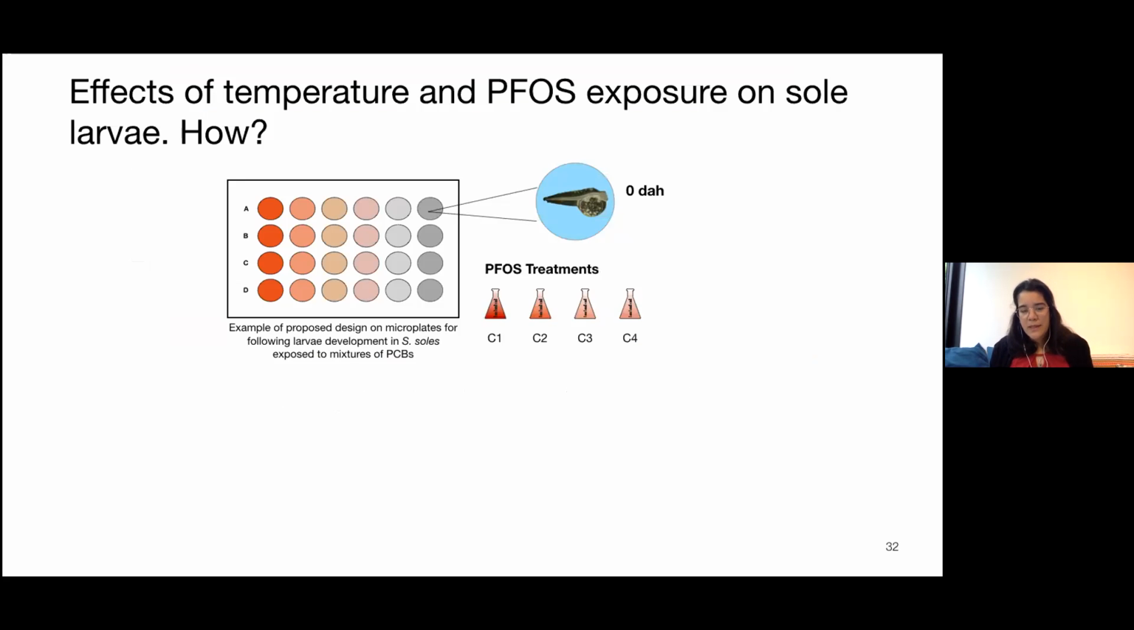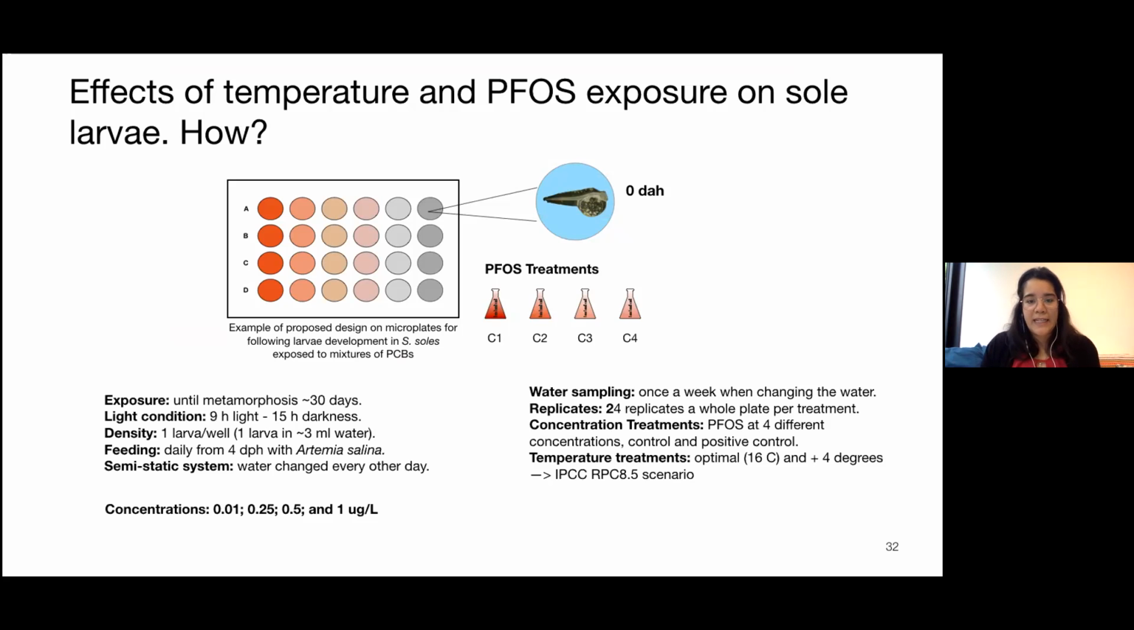And for the experiments, we focus on larvae because it's easier to work with larvae. And the way we are doing it is to place different larvae in wells of a microplate and monitor the development and the metamorphosis success over time at different concentrations of PFOS.